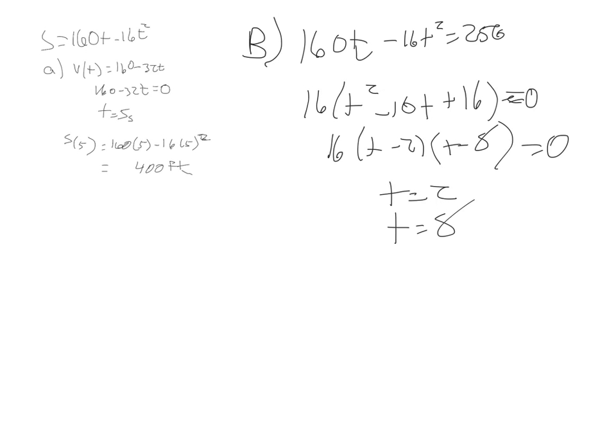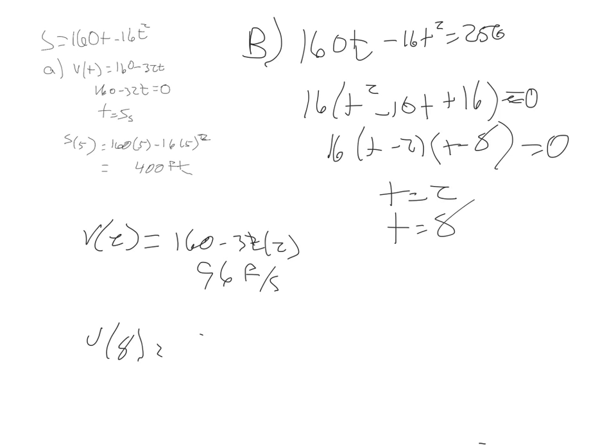So like we said, now we need to find the velocity at t equals 2. We need to find the velocity at t equals 8. So we're going to evaluate the velocity function at 2, and we already found that in part A. So we're just going to simply take 160 minus 32 times 2, and we come up with 96 feet per second. And 160 minus 32 times 8, we get negative 96 feet per second.